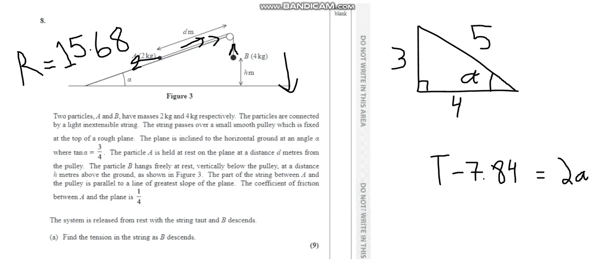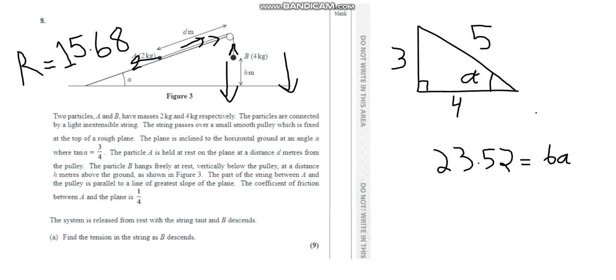Now coming back to the B part, the particle B is traveling downwards and the tension is going upwards, and the downward force is much greater than the upward force, which is the tension. So the equation will be 4g minus T equals 4a. Remember there are no angles for the particle B. Now I'll add both equations. Adding both equations will cancel out the T, and our equation will look like 23.52 equals 6a, and to get a we divide both sides by 6. So our a value will be 3.92 meters per second squared.